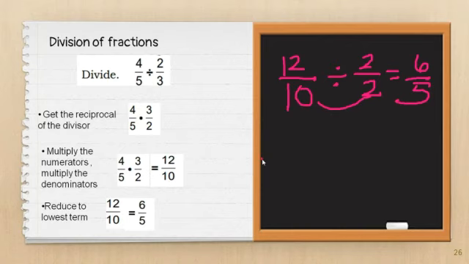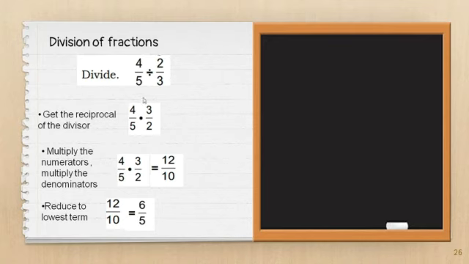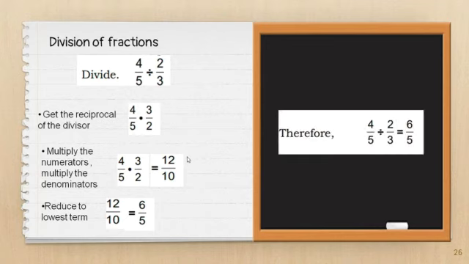So, that's division of fraction. Una, ulit, get the reciprocal ng ating 2 over 3, magiging 3 over 2 siya. At since binago natin yung ating divisor, binaliktad natin, kinuha natin yung reciprocal, we change the operation to multiplication na. And then, follow the rule of multiplication of fractions, numerator to numerator, denominator to denominator. Then, reduce in lowest term. Okay? So, therefore, 4 over 5 divided by 2 over 3 is equal to 6 over 5.